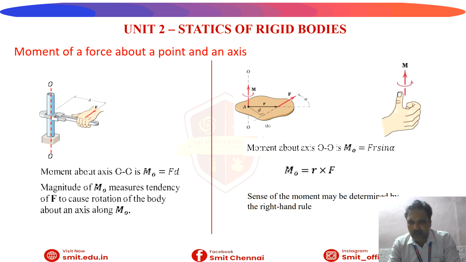Here also, on the right-hand side of the image, you can see the moment about OO is MO equal to F R sine alpha, that is also given. MO equal to R into F, otherwise we can give it as some force into perpendicular distance about that point O. The sense of the moment may be determined by the right-hand rule.